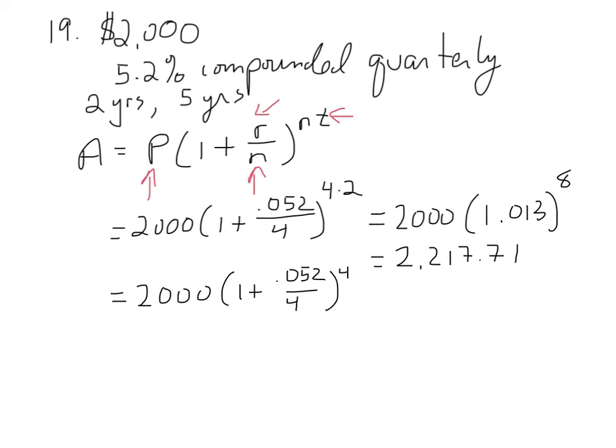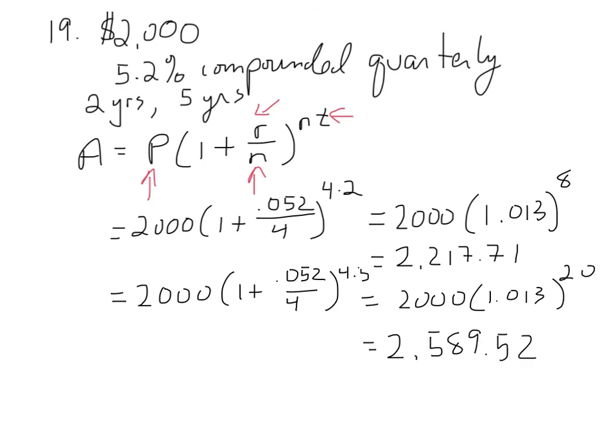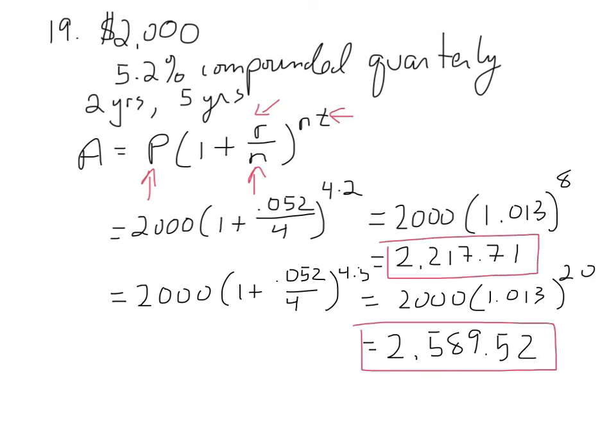So for 5 years, same problem, but the only thing that changes here is the period of time. So this will be 4 times 5. Alright, so again, $2,000 times 1.013. This time it's going to be raised to the 20th. So we get $2,589.52. So there's 5 years. Here is 2 years.